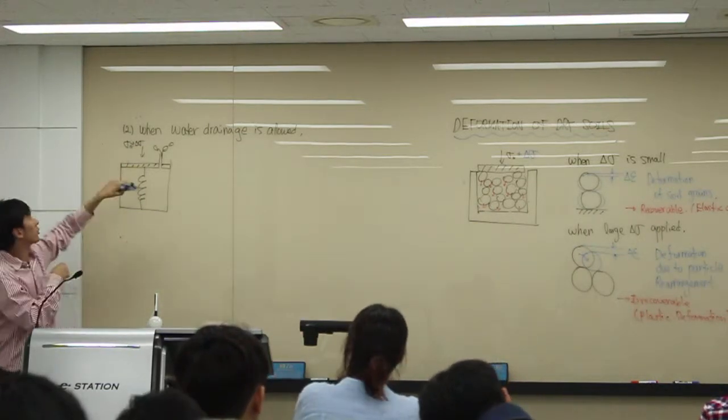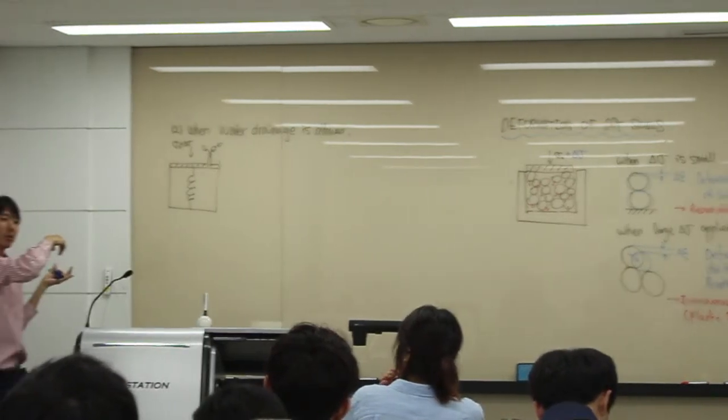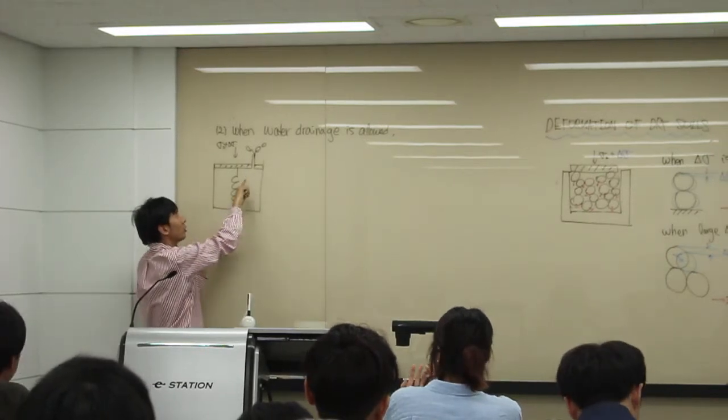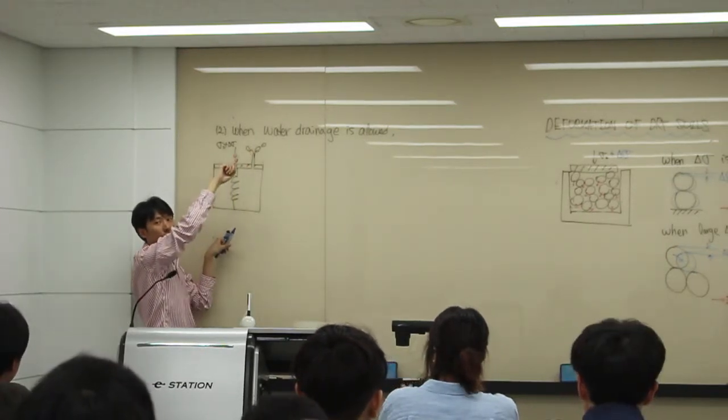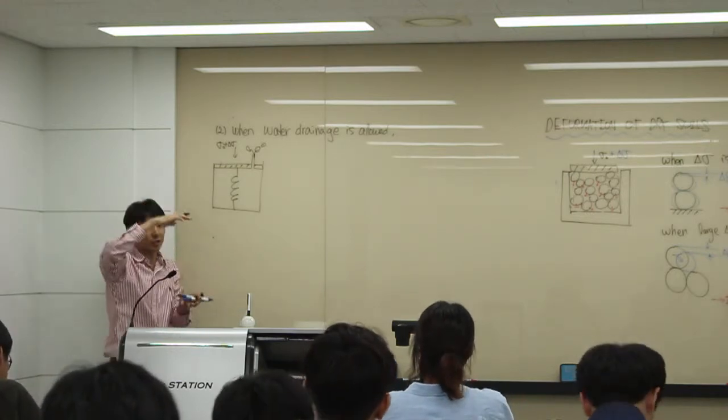In this case, with water drainage, the hole is now open at the top loading cap. When you increase the stress by delta sigma, the pore pressure will increase, so the water will try to escape. Right? So water will be squeezed out while the soil skeleton gets compressed.